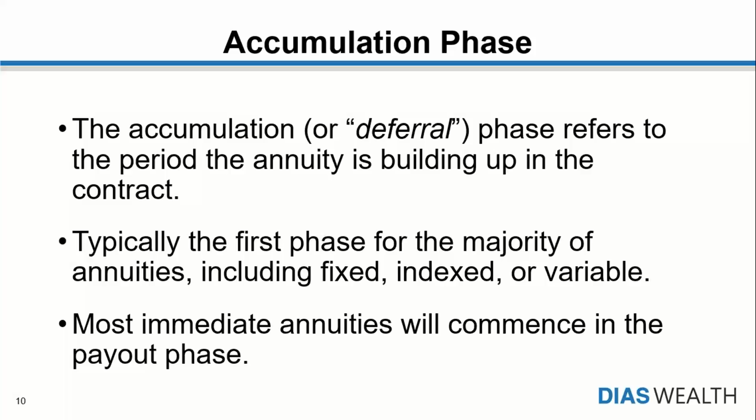So accumulation, if I could summarize this in one word, deferral. It's just building up the contract. It's typically the first phase for the majority of annuities. So fixed, index, and variable. Immediate, not so much, because typically immediate annuities are turned on the month after. And then most immediate annuities already start in the payout phase.